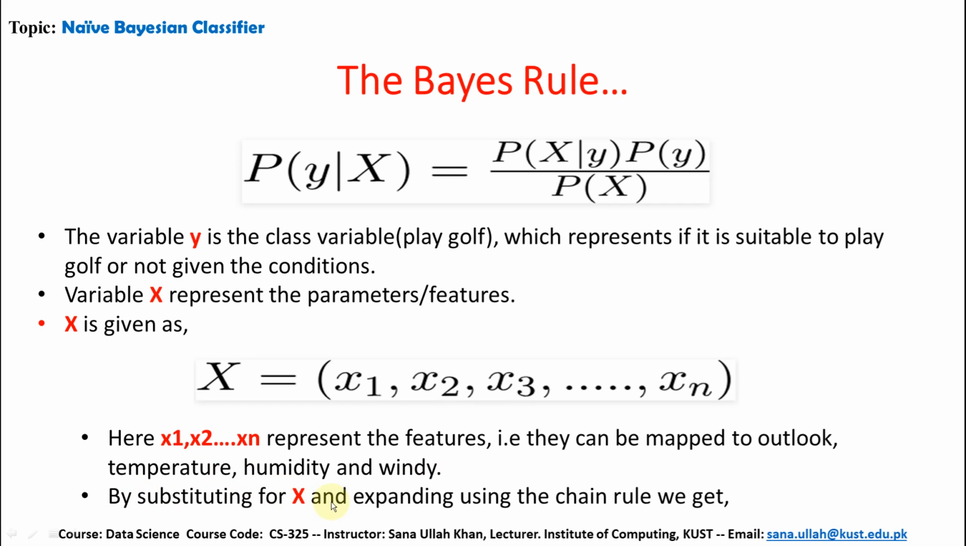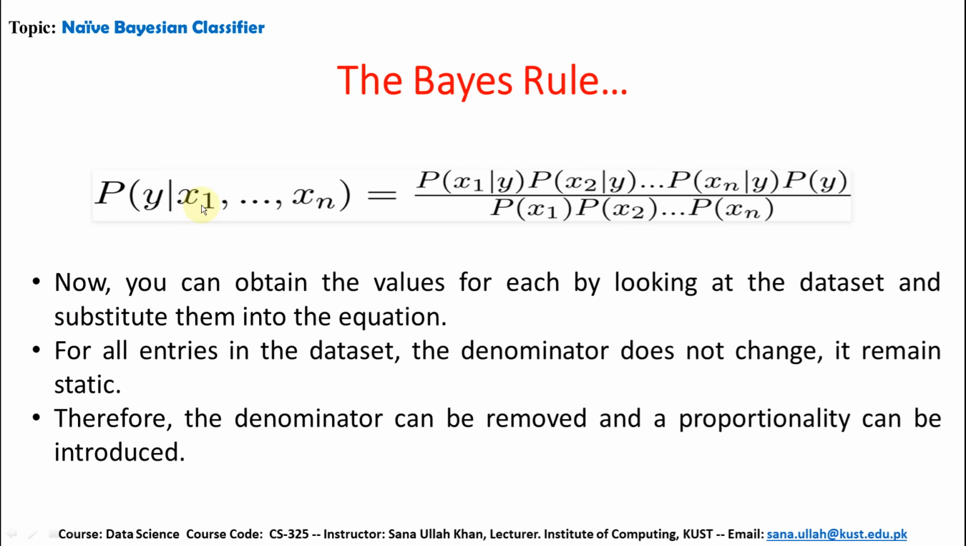By substituting for X and expanding using the chain rule, we get the probability of Y given all features equal to the probability of X1 given Y, probability of X2 given Y, up to probability of Xn given Y, multiplied by the probability of Y, divided by the probability of X1 up to the probability of Xn. Now you can obtain the values for each by looking at the data set and substituting them into the equations. For all entries in the data set, the denominator does not change because it remains static. Therefore the denominator can be removed.